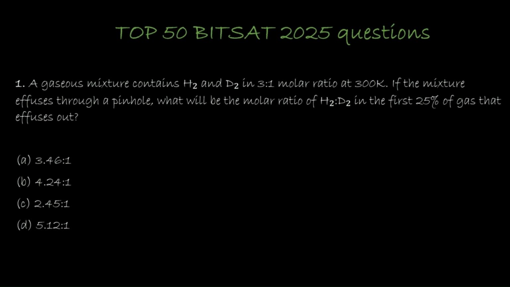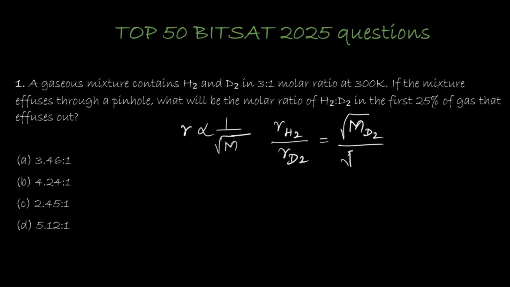We very well know that the rate of effusion R is inversely proportional to the square root of molar mass. So we can write RH2 by RD2 equal to root of MD2 by root of MH2. Here I'm having a 3:1 ratio of H2 and D2, so the molar ratio is 3:1.